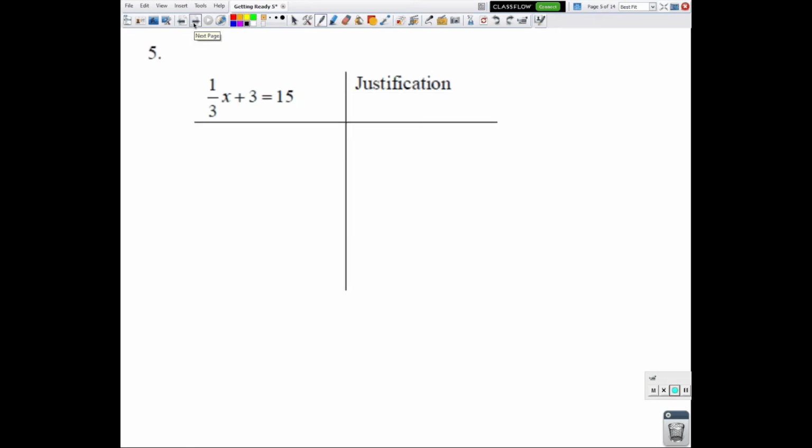Okay, number 5 has a fraction. Don't worry about the fraction though. We treat it as we do any other number. So first, we'll need to get rid of this positive 3. So to get rid of plus 3, you subtract 3 on both sides, leaving us 1/3 x equal to 12. We subtracted 3 on both sides, so that is the subtraction property of equality.